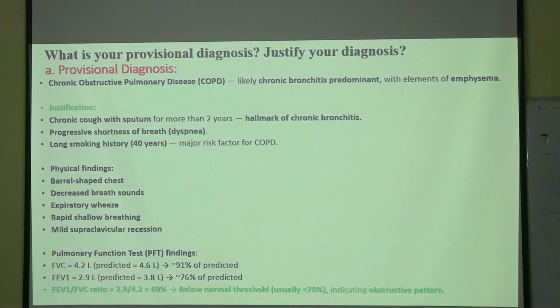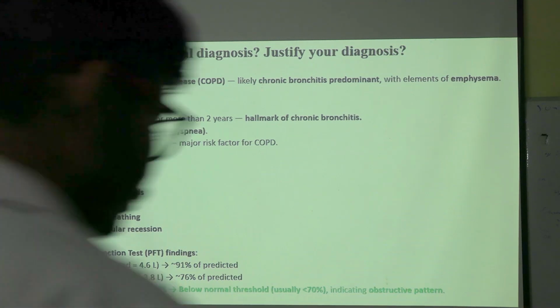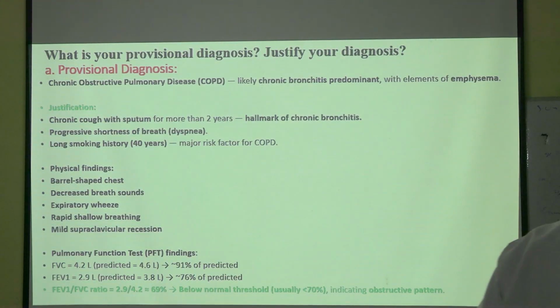Now, according to you, the provisional diagnosis is chronic obstructive pulmonary disease, or COPD. Here, it's most likely chronic bronchitis, which is the predominant one, with elements of emphysema. Now, what would be our proper justifications for the provisional diagnosis? Yes, we could say chronic cough with sputum for more than 2 years is the most important characteristic, or hallmark, of chronic bronchitis, right?